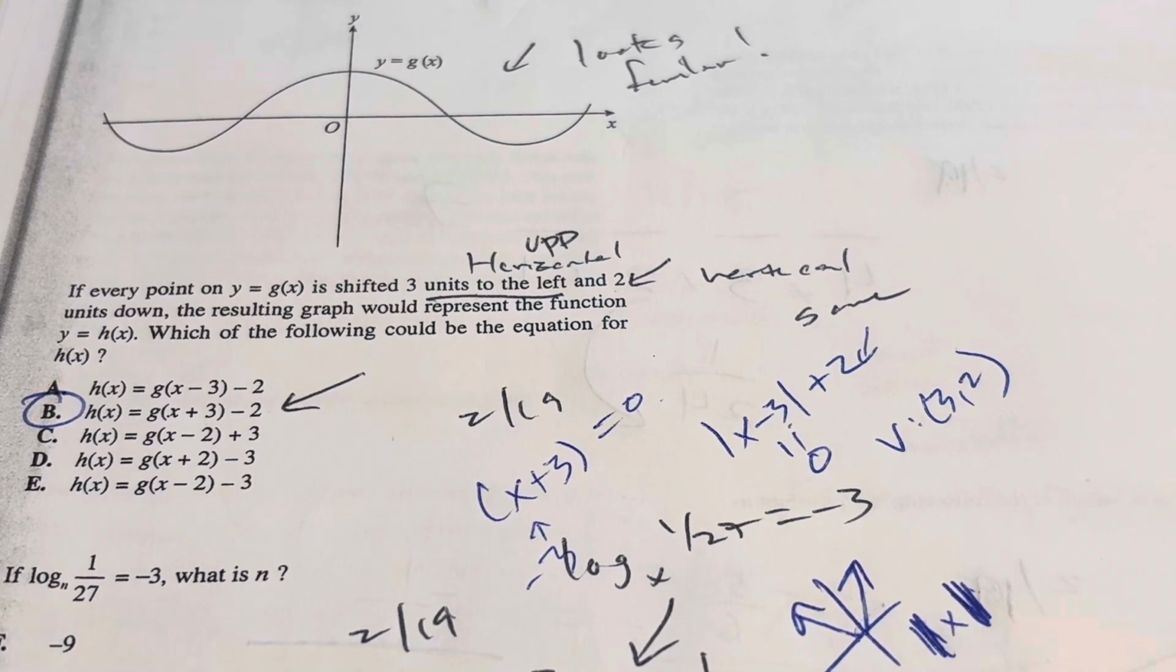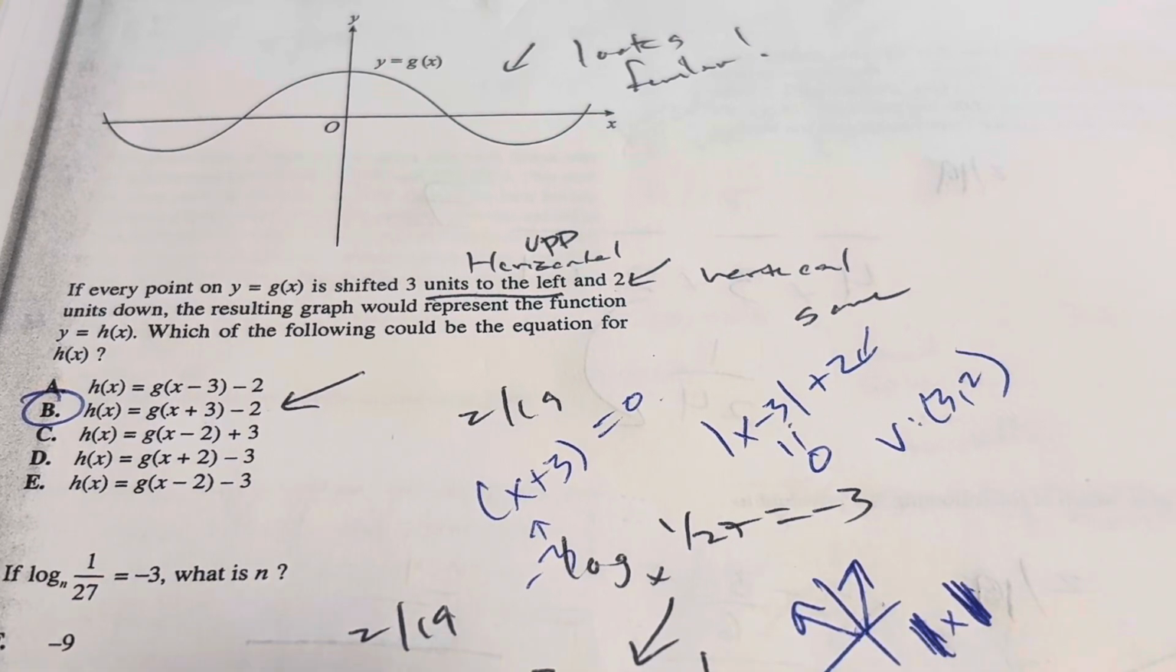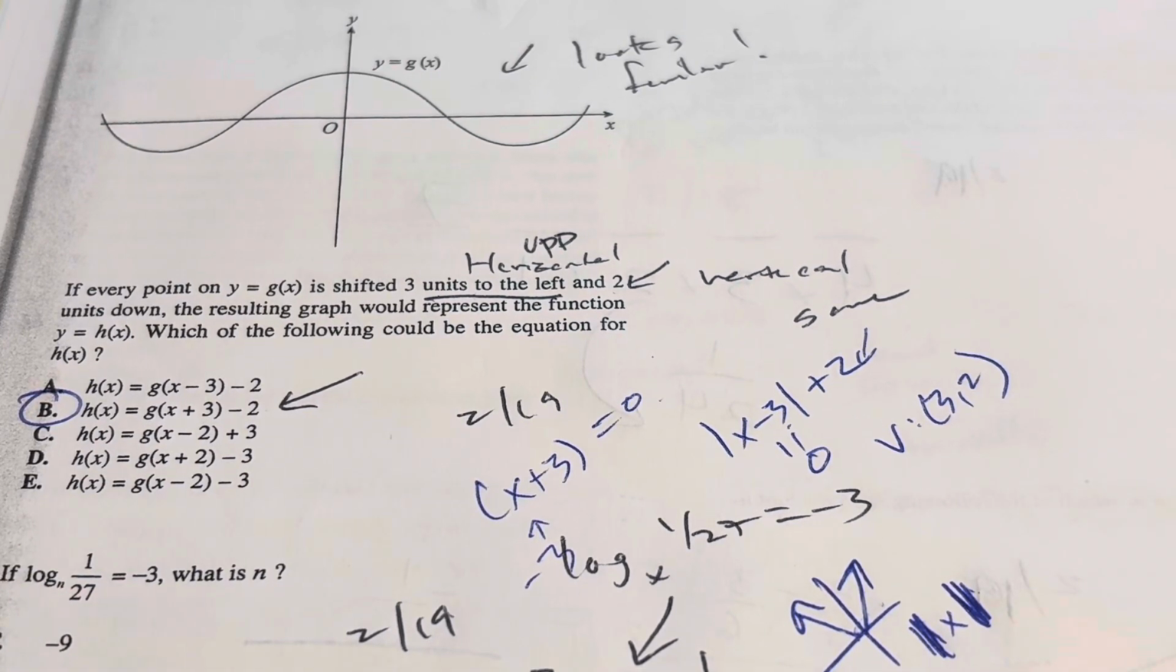For horizontal shifts or shrinks later, it's the opposite of what you read, and the vertical stuff is all the same.